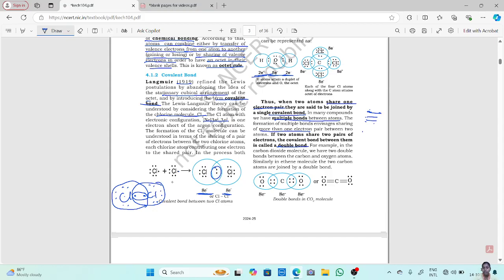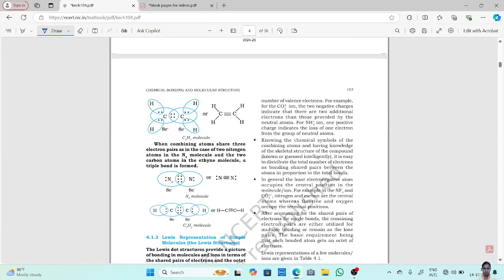If two atoms A and B are sharing a total of 4 electrons with each other, in the sense of 2 pairs of electrons, that means they are forming a covalent double bond. For example, carbon dioxide, CO2, where carbon forms a double bond with both of the oxygens. It is similar with the ethene molecule.